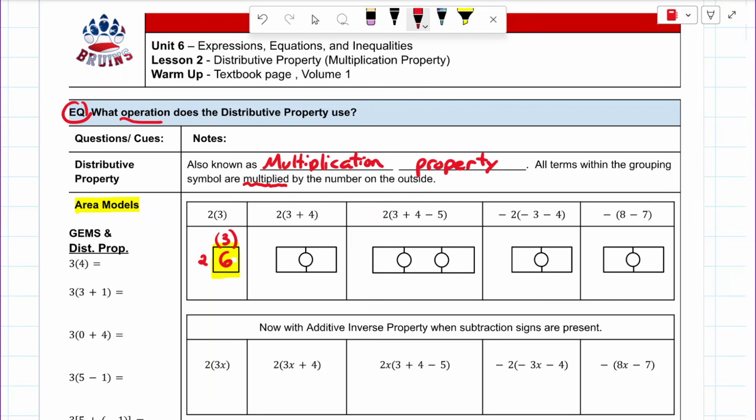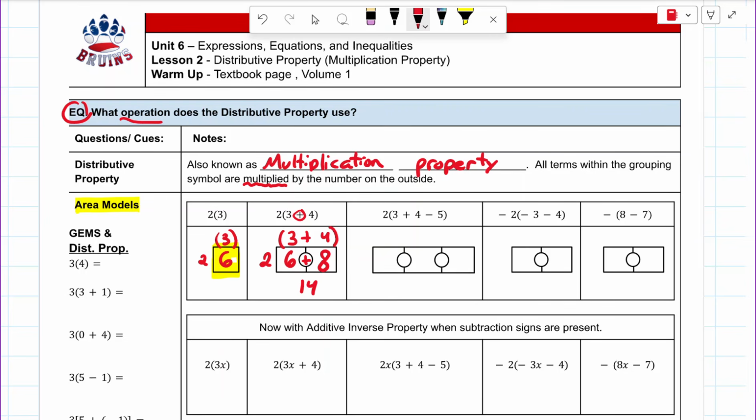All right, and now we're going to go to the next one. The 2 on the front of the grouping sign goes in the front, and then the parentheses go here. 3 plus 4. Now, this circle right here is for the operation sign, either adding or subtracting, and we put them inside the circle. We put the 3 here and the 4 here. Oh, actually, I made a mistake there. So 2 times 3 is 6, and 2 times 4 is 8. And you can see that 6 plus 8 is 14.